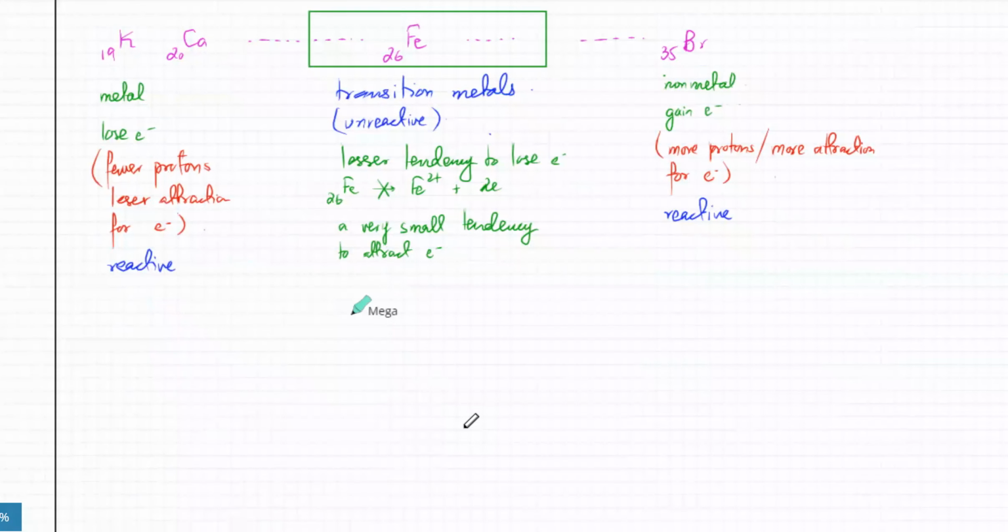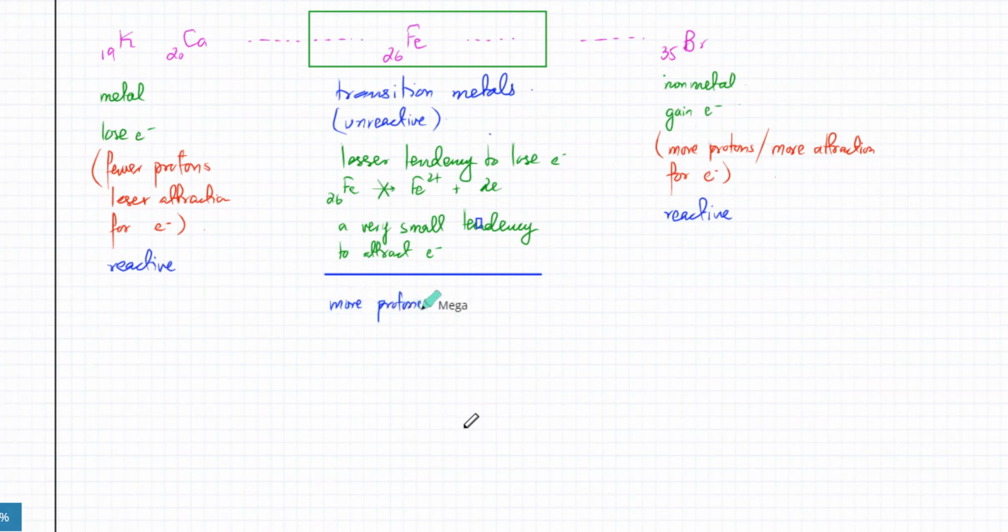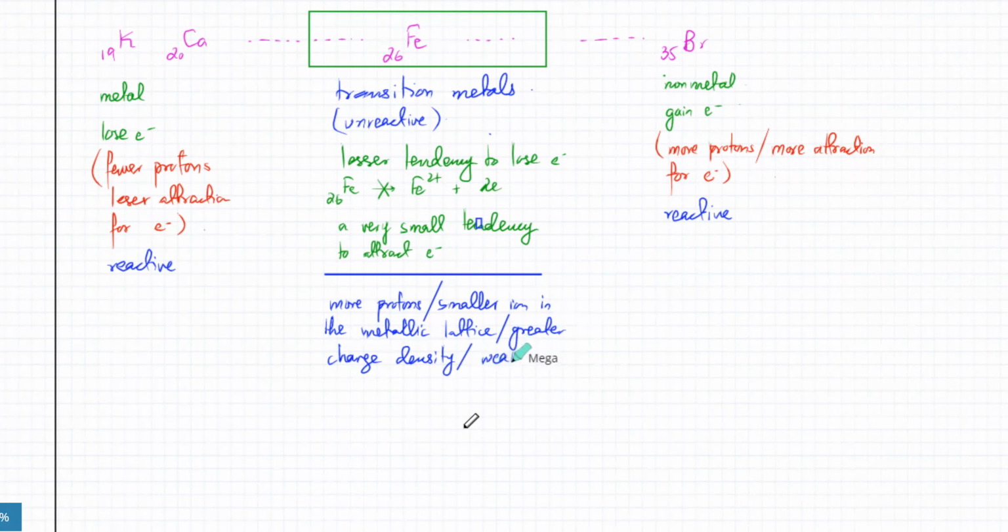So how do they act as catalyst? Let me just sum this up. Let me write the main point. More protons, smaller ion in the metallic lattice. So they have greater charge density, which is why they have a weak attraction for electrons. Not a strong one, but a weak one. So they're not going to form negative ions or such.